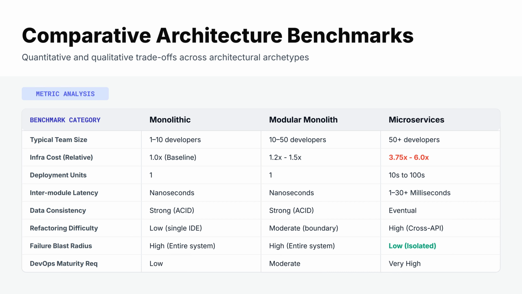Performance and consistency. Monoliths provide superior performance with intermodule latency measured in nanoseconds and strict data consistency, ACID. Microservices introduce network overhead, shifting latency to milliseconds and requiring an acceptance of eventual consistency. Resiliency and maintenance. While microservices demand a highly mature DevOps practice and present significant refactoring challenges, they offer unparalleled resiliency. By isolating failures to a single service, they drastically reduce the blast radius compared to monolithic systems.